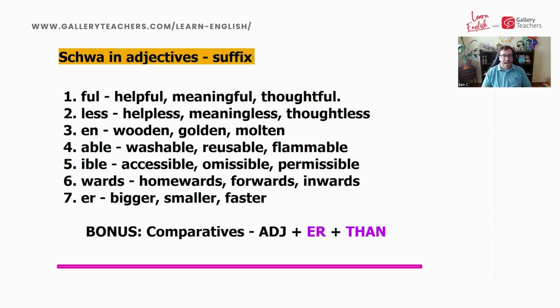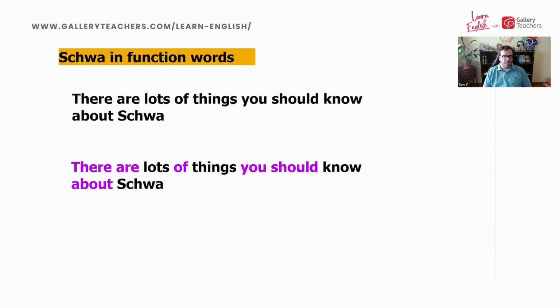So remember, in the adjectives, you want to focus on suffixes. Think about what suffixes often contain a schwa. And these are more or less gold standard rules when you'll find the schwa. But what about schwa in function words? Let's look at this sentence.